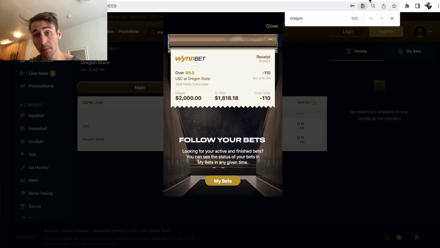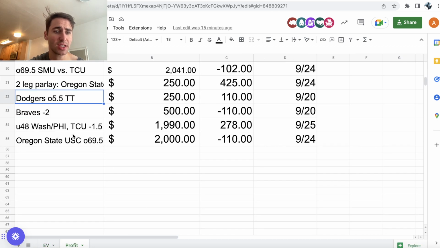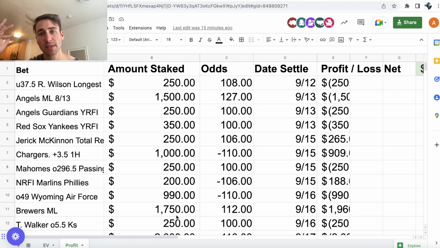So two bets: $2,000 USC Oregon State over 69.5. Then we had the two leg parlay, which again is in the sheet. So you can just check the sheet to follow along, but it's under 48 in the Washington Eagles game, and then TCU minus 1.5. Let's make some frickin' money.